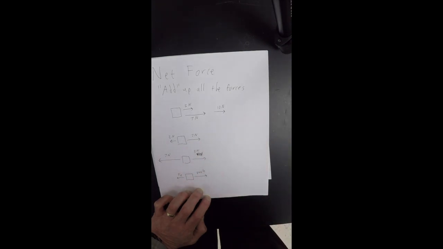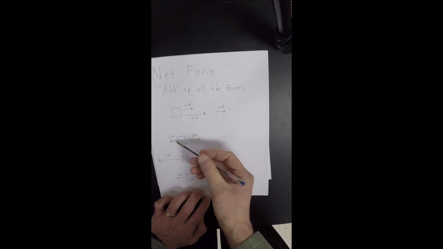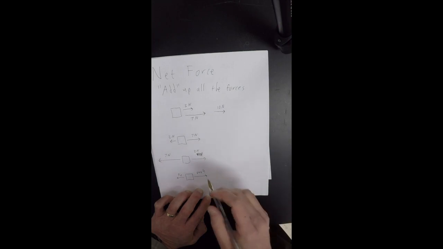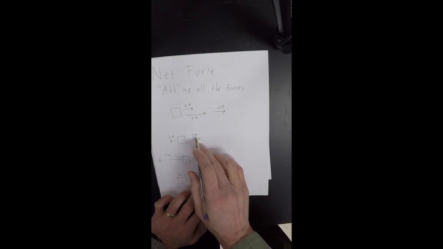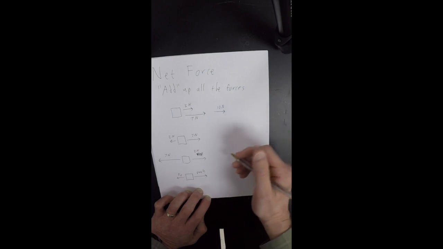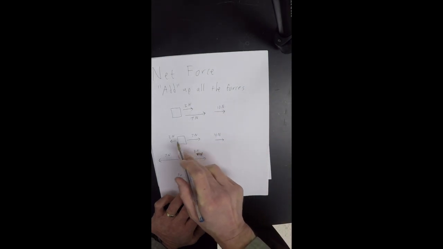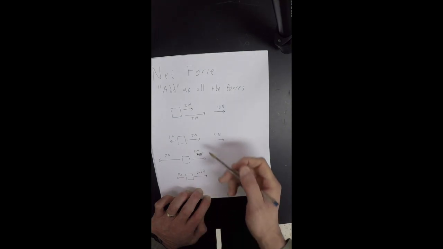But what about here? Now the forces are pointing in opposite directions. To find the net force, we add up all the forces, but what do we do with these opposite direction things? Well, we subtract them. So this is kind of like 7 plus negative 3, which gives us 4 newtons in this direction. 7 minus 3 is 4.